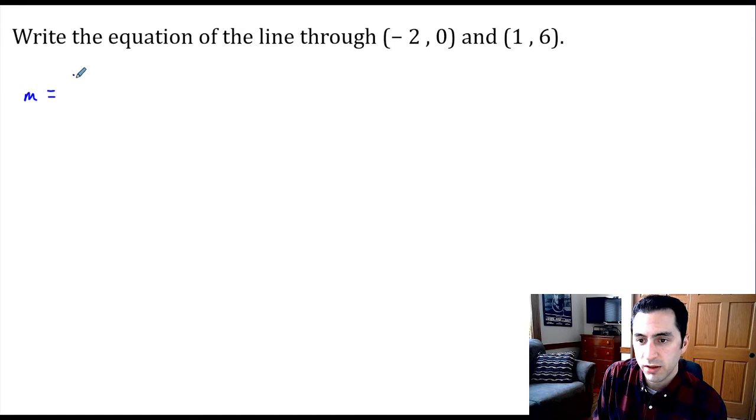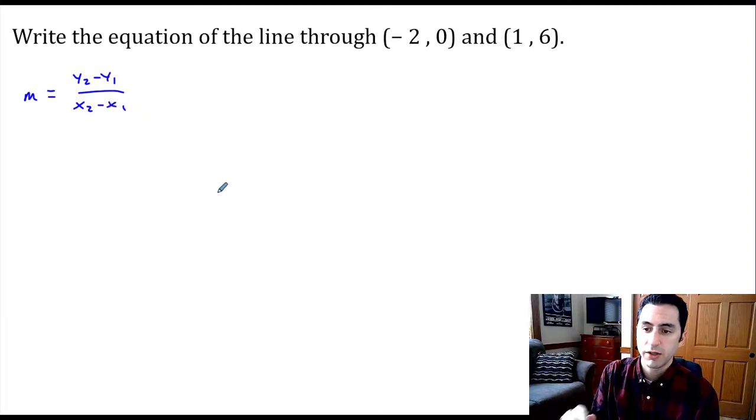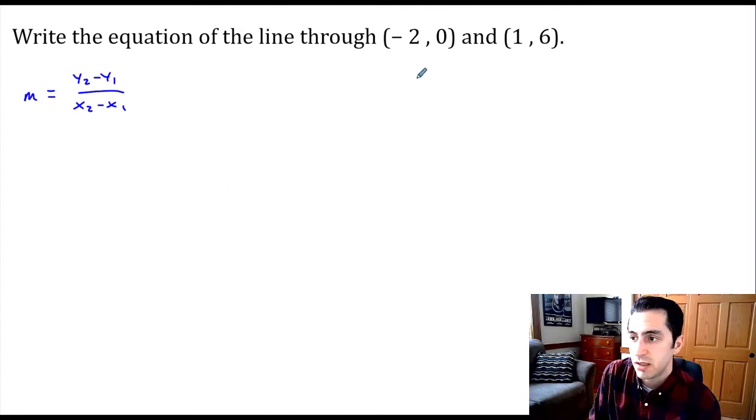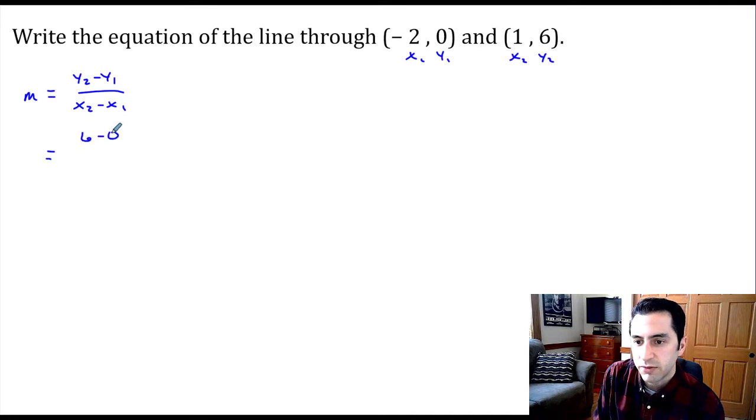So the slope formula is y2 minus y1 over x2 minus x1. So we subtract the y values in the numerator, and we subtract the x values in the denominator. The 2 points that I'm given, these are going to make up my x's and my y's. So maybe this is x1, y1, and then my second point here, I'll say that this is x2 and y2. So plugging that information into the slope formula, we end up with 6 minus 0, the two y values. And then in the denominator, the two x values, we have 1 minus a negative 2, so 1 plus 2.